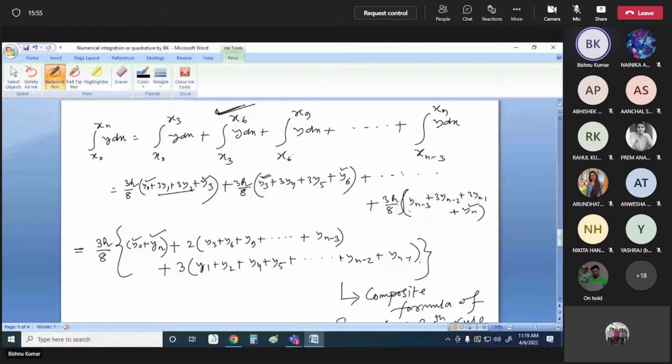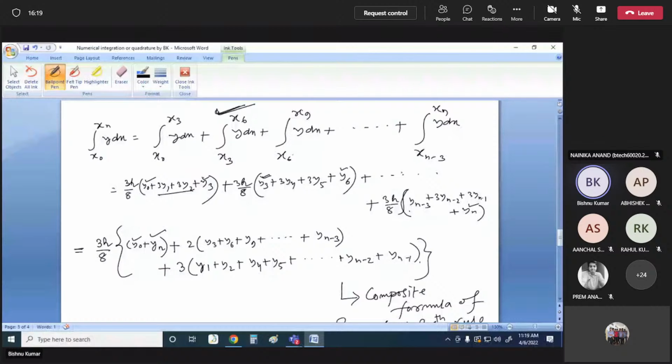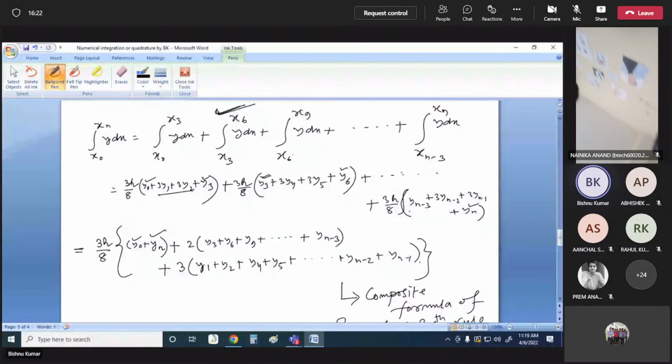Now logically, the composite formula for the trapezoidal rule is h by 2 outside, first value plus last value plus 2 into the intermediate y values. That problem we have already solved. And for n equals 2, you have to remember h by 3 outside, first value plus last value plus 4 into the intermediate y odd values plus 2 into the intermediate y even values. In that way, you have to remember.